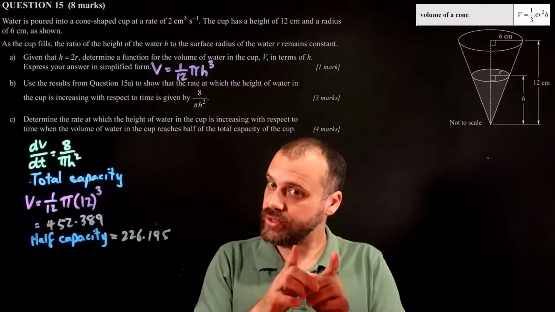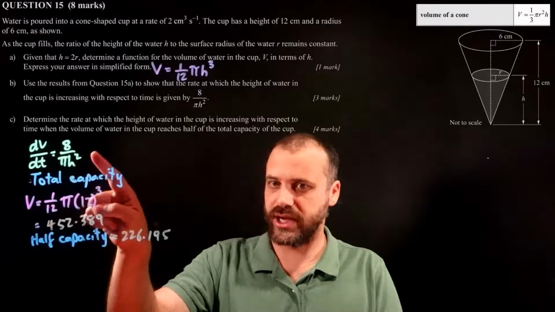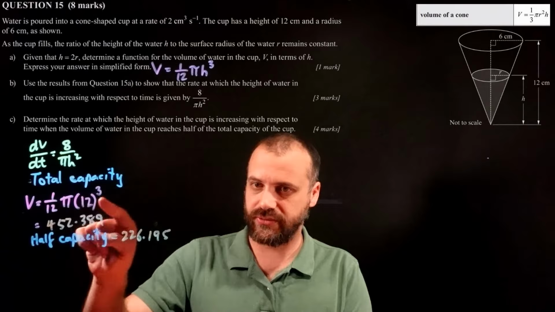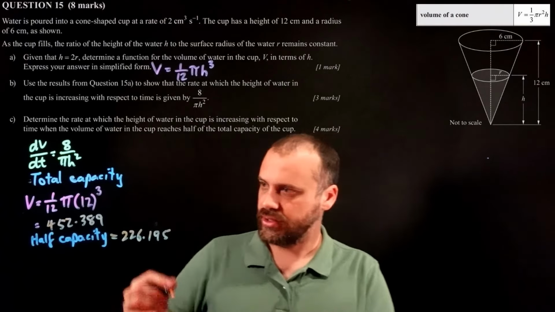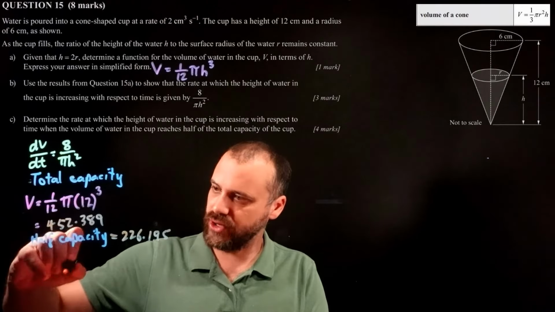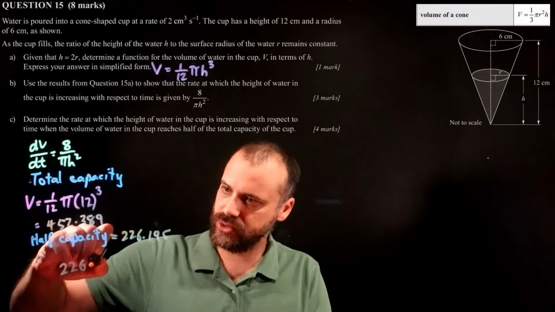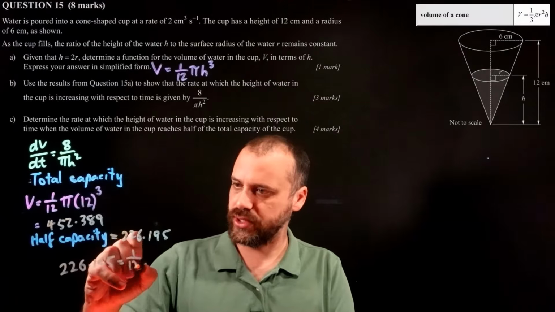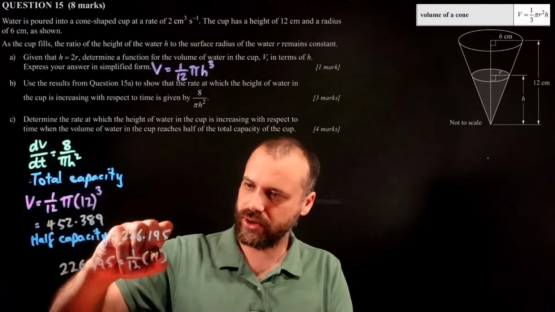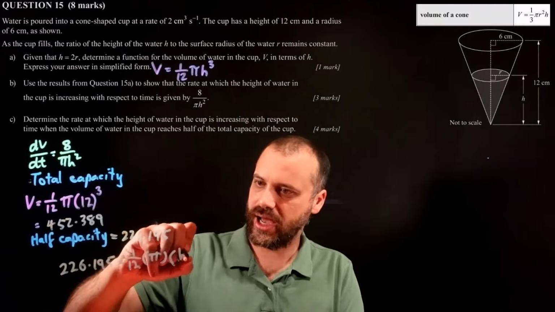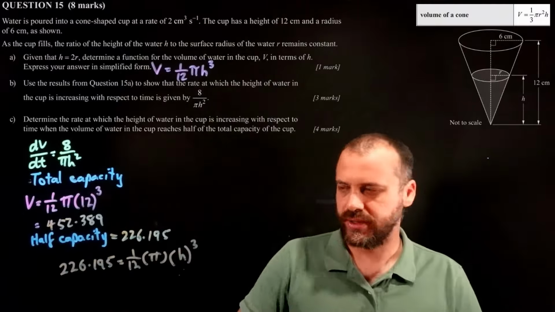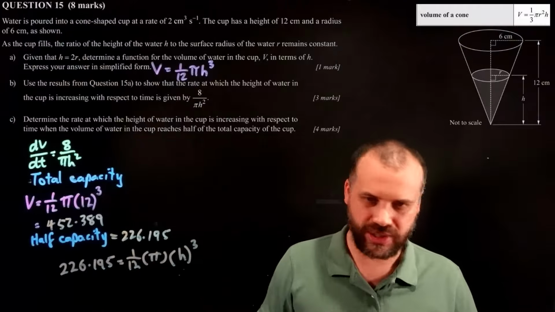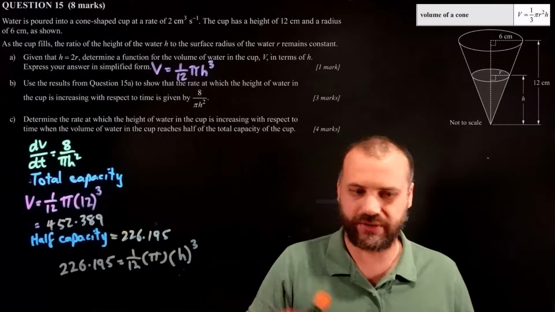Now the only way we could do that is if we knew what the height was at half capacity. So we can put that back into this formula here. So solving for h, we can say that the volume at half capacity is 226.195, and that's going to be equal to 1 over 12 times pi times h cubed. We can just ask our calculator to solve that for h for us.